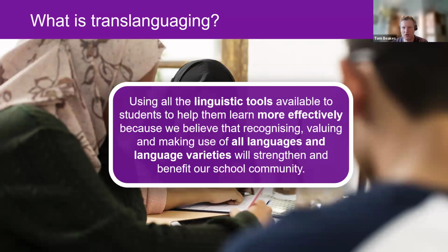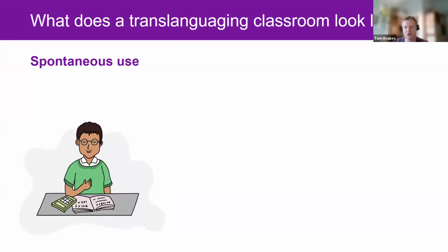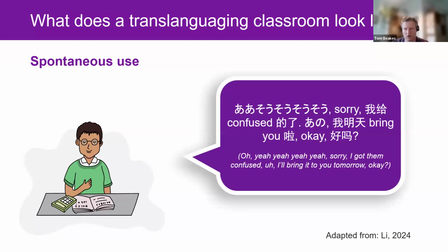So I think we can first of all make the observation that translanguaging can either be spontaneous or it can be planned. So we'll have a look at what spontaneous translanguaging might look like. So one example might be students and teachers switching between languages during classroom discourse, in discussions or writing tasks, giving instructions. So here I'll show you an example of a child's utterance.